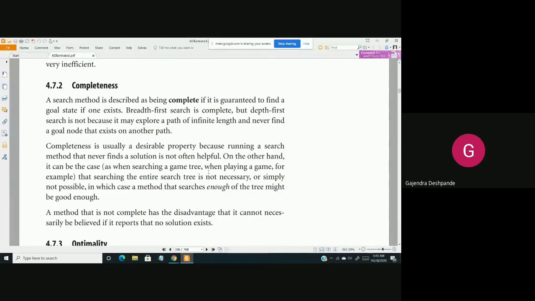Okay, so a method that is not complete has the disadvantage that it cannot necessarily be believed if it reports that no solution exists. Okay, so note here that when you say a particular method is complete, then it must result in a solution. It must reach the goal state, if there is a goal state. But on the other hand, if there is a method that is incomplete and it is giving you the result, then that cannot be believed, that cannot be accepted.